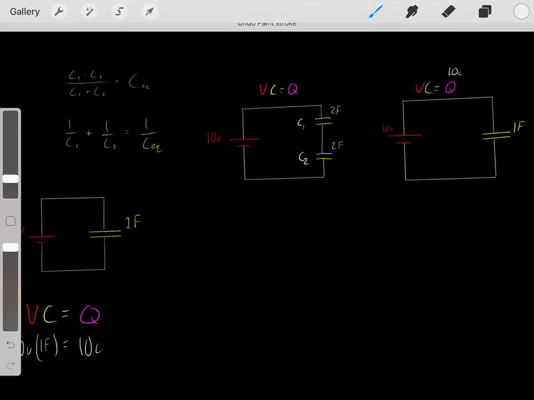So that's the amount of charge stored on each of these capacitor plates. But now, how does that translate to these 2 capacitors? Well, this is just something you need to memorize.